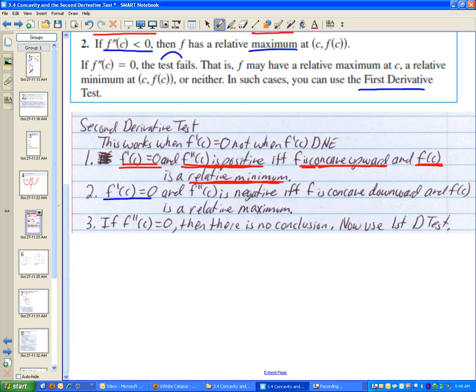f prime of c equals 0 and f double prime of c is negative. If and only if. All right. Second derivative being negative means f is concave downward. And if you've got concave down and a horizontal tangent line, that's a relative maximum. Then you can follow it backwards if you want to. And if the second derivative equals 0, no conclusion. Go back to the first derivative test.